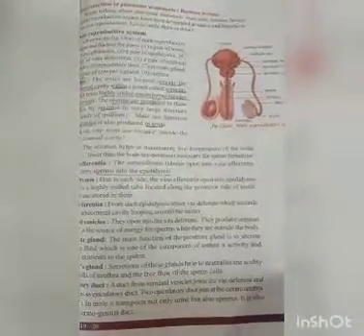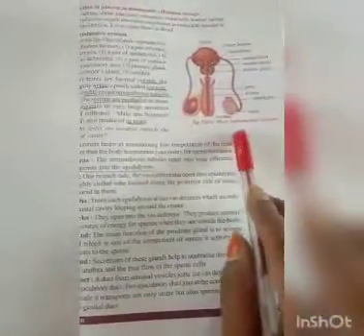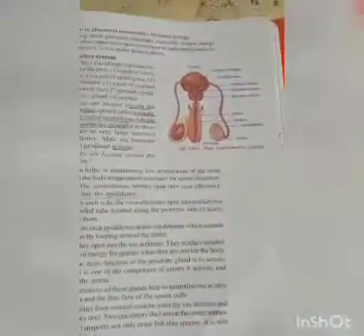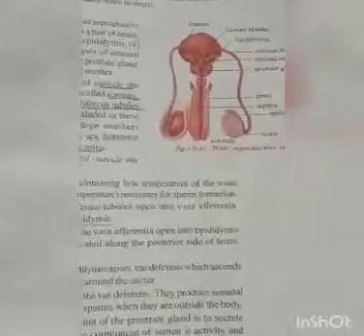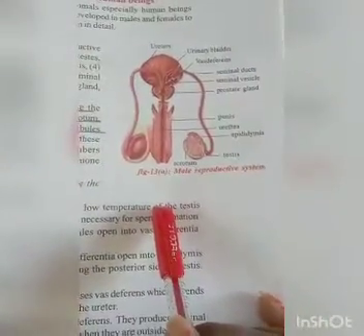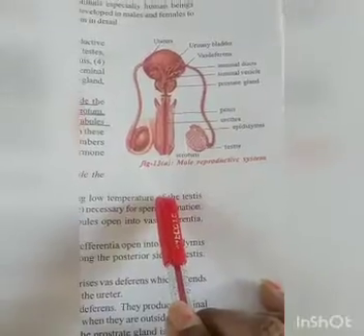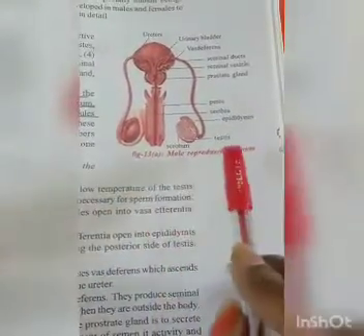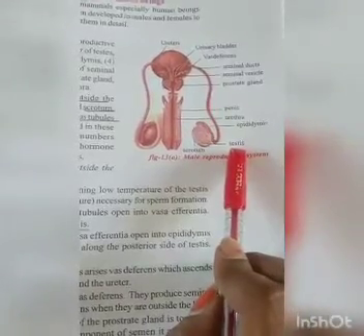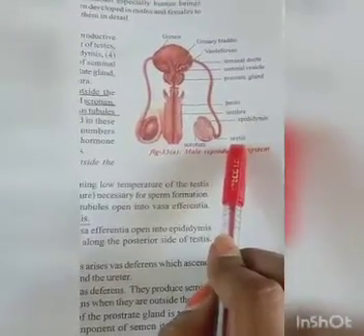Okay children, this is the male reproductive system. Observe the diagram. The male reproductive system consists of different parts. It contains 2 testes.